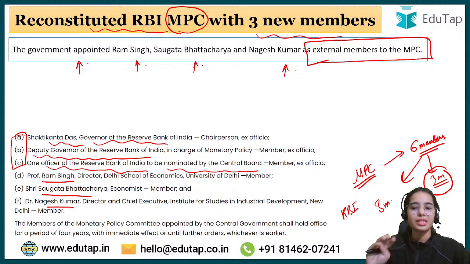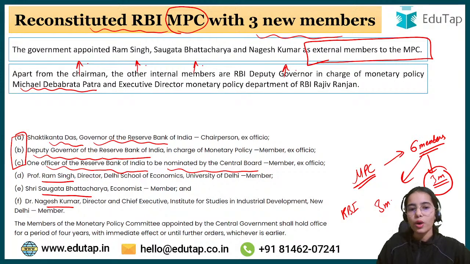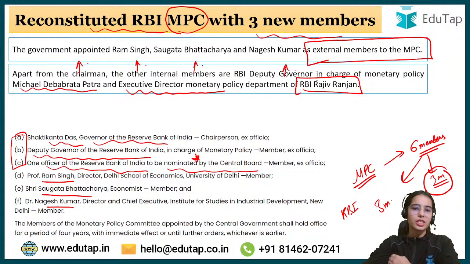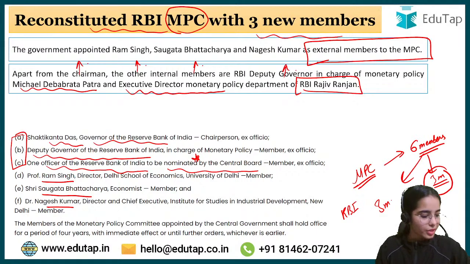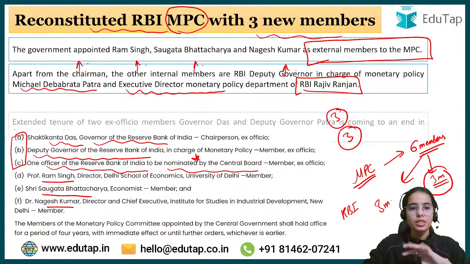So these 3 members from the RBI are the governor, Shaktikanta Das; the deputy governor, Michael Debatra Patra; and one officer of RBI nominated by the central board, that is the executive director of the Monetary Policy Department of RBI, Rajiv Ranjan. So these are the 6 members now, 3 external members as well as 3 members of the RBI. This is the whole idea.